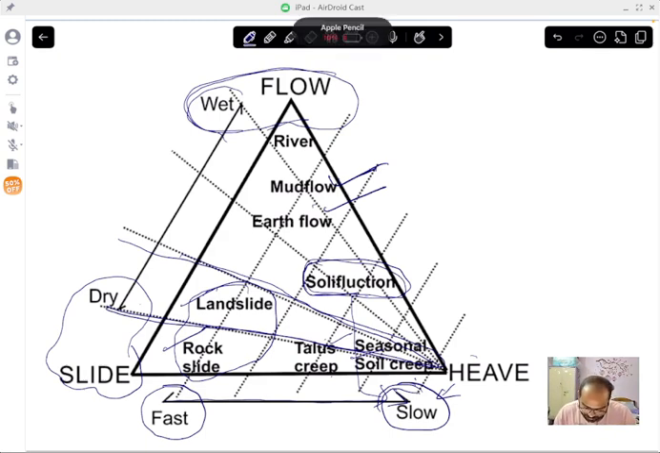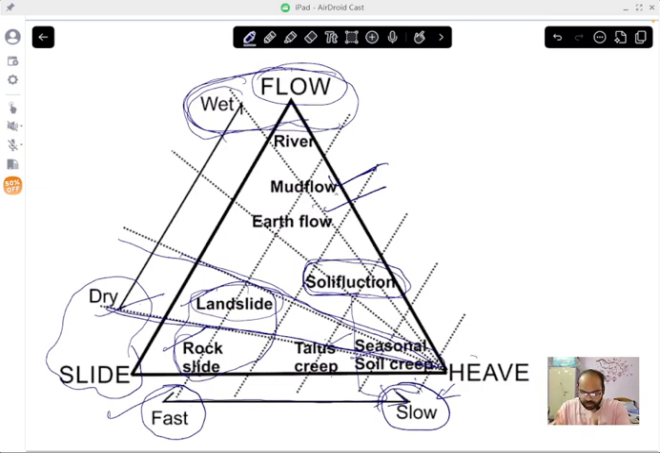In rock slide and landslide, the materials are dry and it is fast. In flow, that is river flow, mud flow, earth flow, the particles are substantially wet, and it is neither fast nor slow, it is medium paced. This is what this diagram depicts.